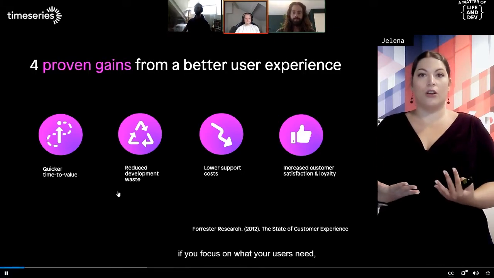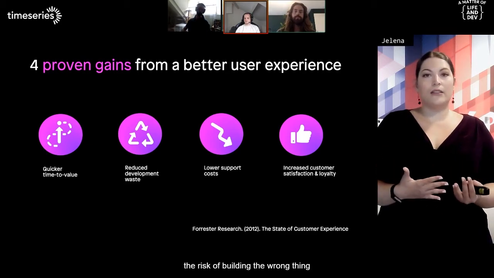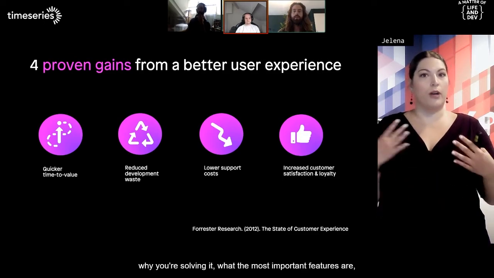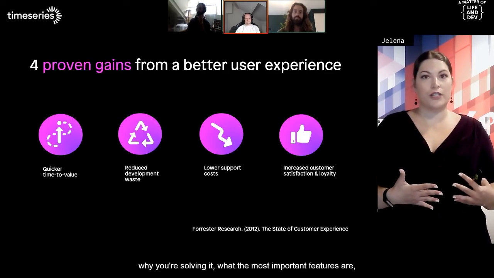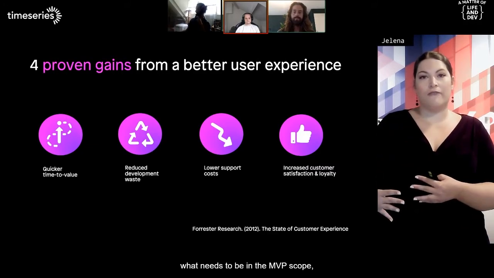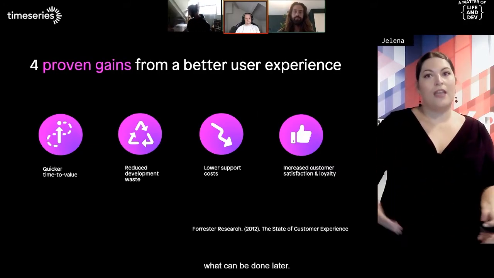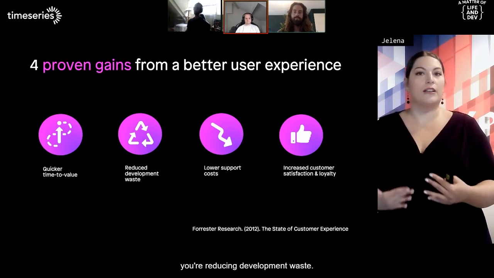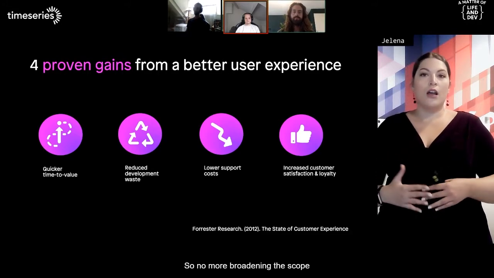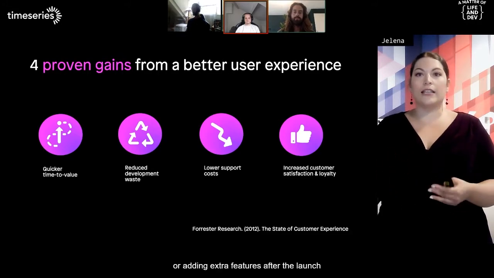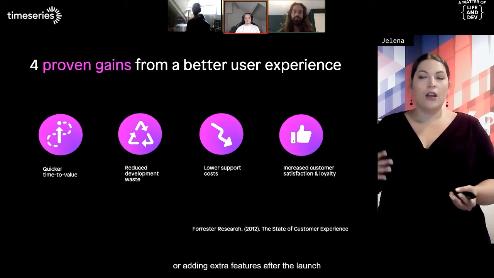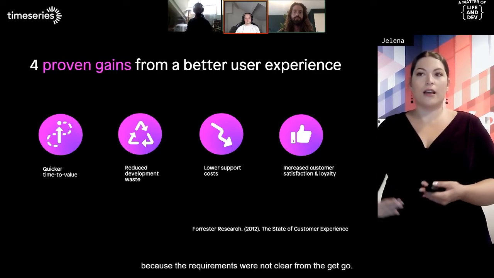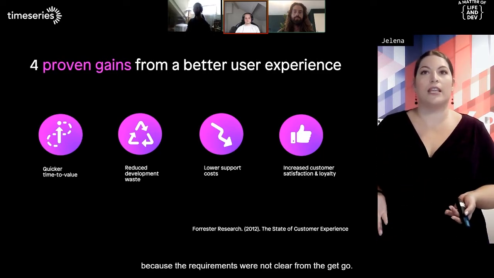Let's quickly continue. If you focus on what your users need, the risk of building the wrong thing is significantly reduced. You know exactly which problem you're solving, why you're solving it, what the most important features are, what needs to be in the MVP scope, what can be done later. By the same token, if you know all these things in advance, you're reducing development waste. So no more broadening the scope or adding extra features after the launch, or refactoring and reworking things because the requirements were not clear from the get-go.